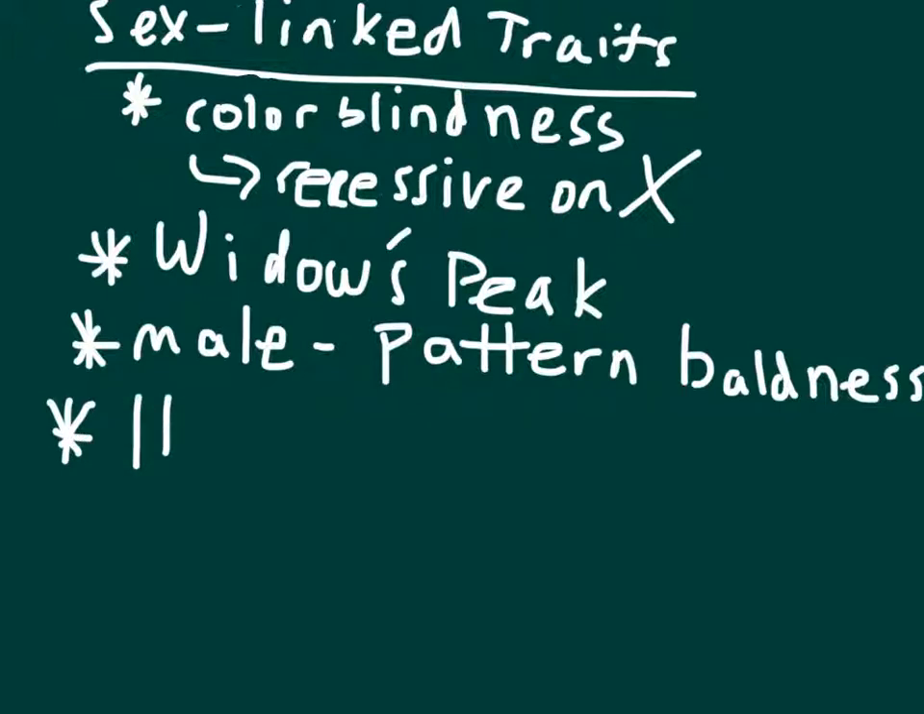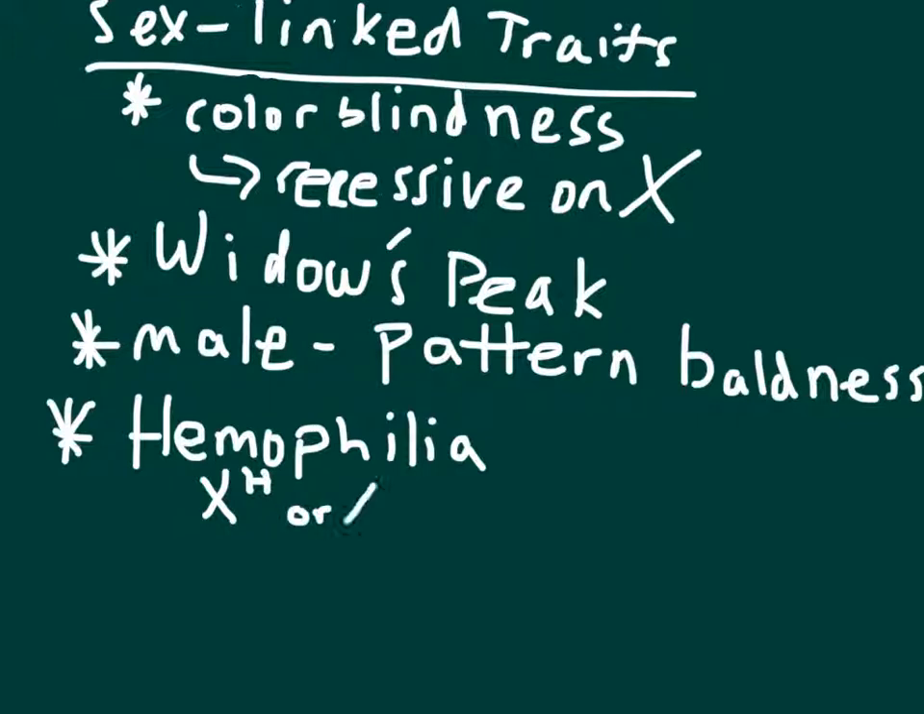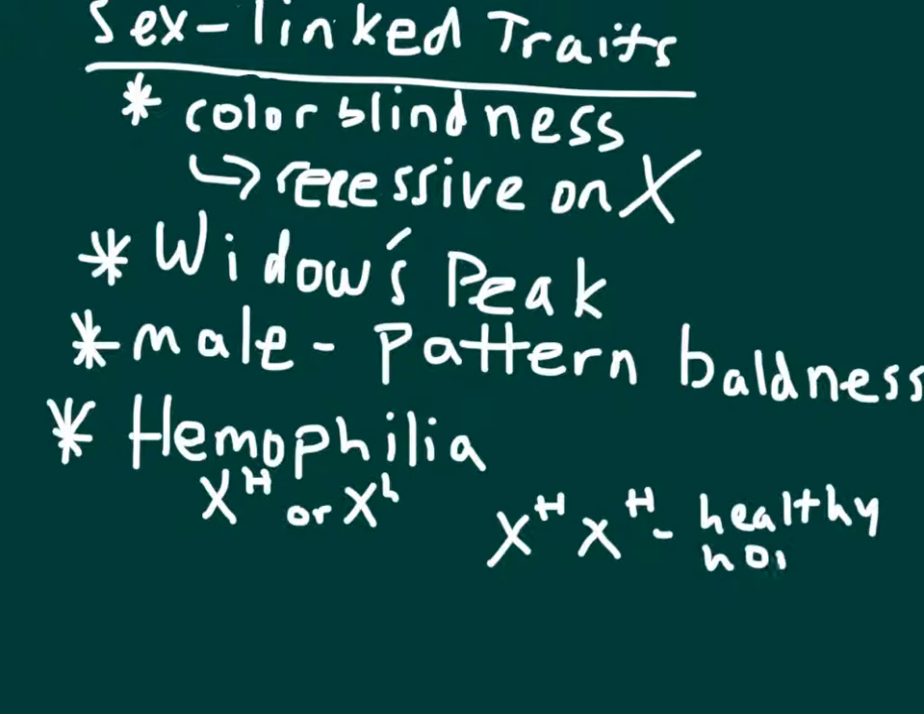So what I mean by carrier is, let's take a look at hemophilia, for example. For our female potential genotypes, a female can be X capital H, X capital H. She's healthy, normal, and not a carrier. She can be X capital H, X lowercase h. She's healthy. Healthy is dominant. But she is a carrier and can pass it on to her offspring. Or, in very rare and infrequent instances, she has two recessive genes and has hemophilia.